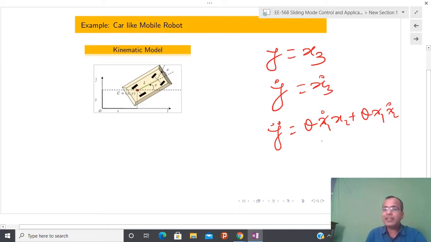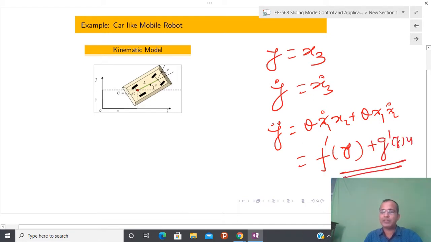And after that, if you do the algebraic manipulation, I again have some terms like this: f dash y plus g dash y into u. This kind of term comes into the picture. So I can assume that these two terms are uncertain if every parameter is not known to me.